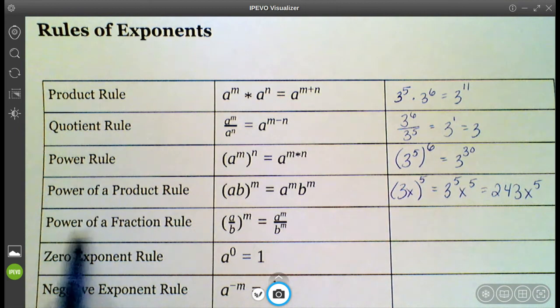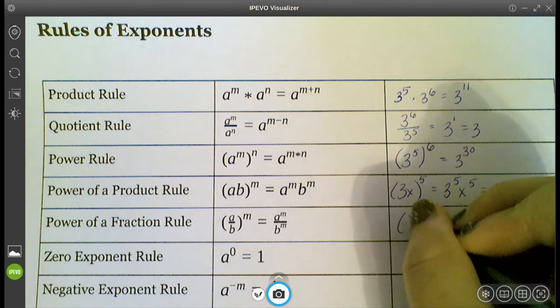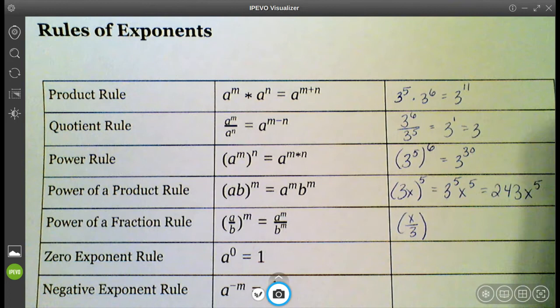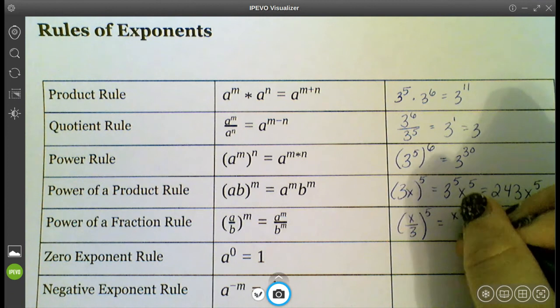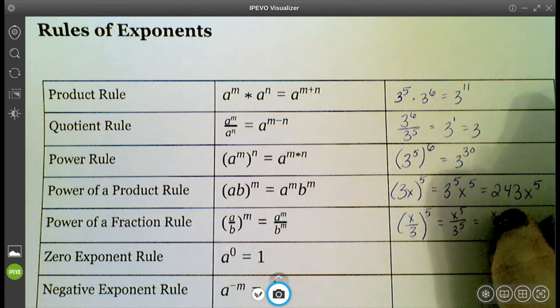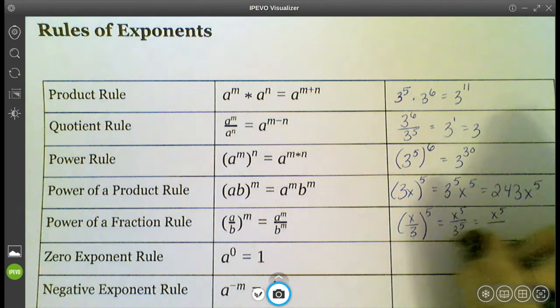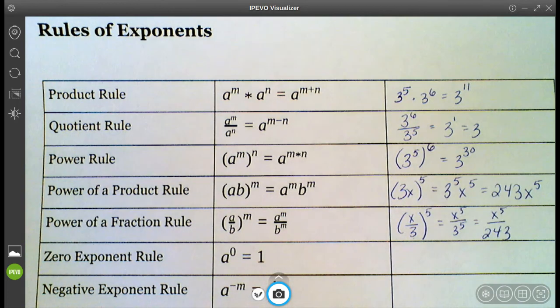In a similar fashion, the power of a fraction rule, if you have a fraction or quotient being raised to an exponent, again, the number in the numerator is going to the exponent as well as the number in the denominator, a to the m over b to the m. So another quick example of that here, I have x over 3 to the 5th power. I'm going to take x and raise it to the 5th power, and I'm going to take 3 and raise it to the 5th power. And again, we can go ahead and do 3 to the 5th power. That's 3 times itself 5 times, would be 243.